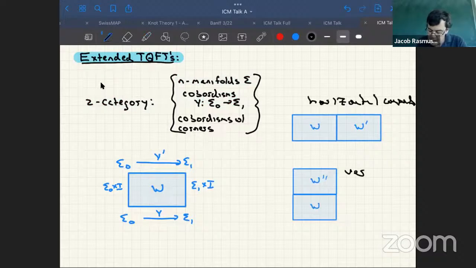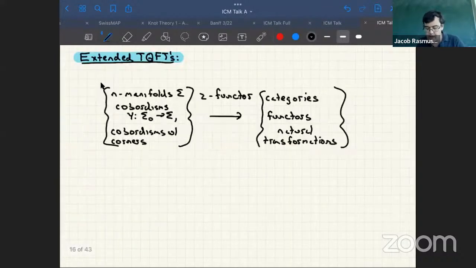Or vertically, and stack in either direction. Okay. And so what's an extended TQFT?